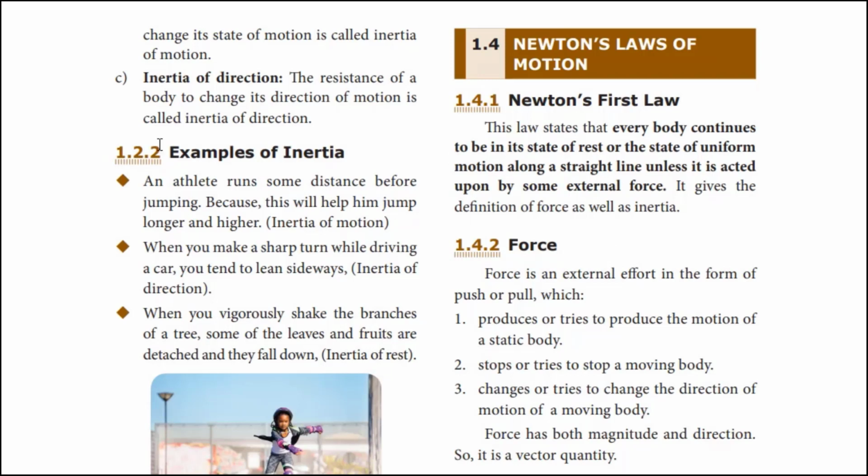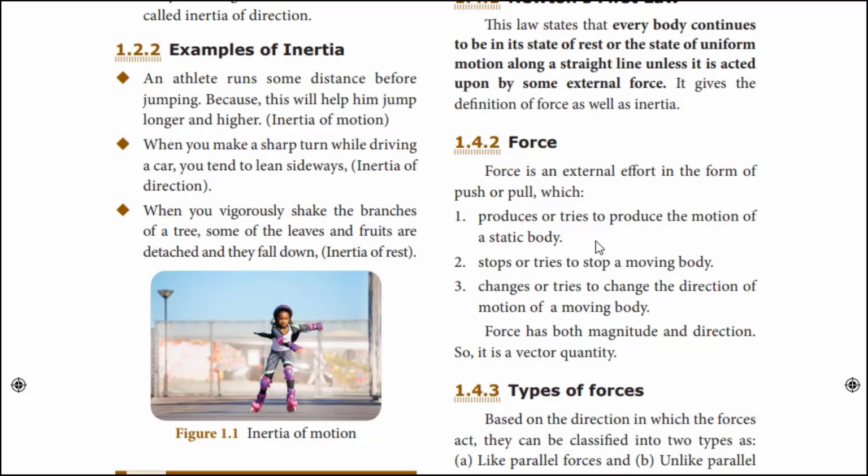Okay. Then what is force? Force is doing something on the body. Force is something which may produce some changes in the body. It may produce or try to produce the motion of a static body. If a body is in the stationary state, then if you apply a force, the body tends to move. Or the force may change the direction of the moving body. If the body moves in a straight line, then if you apply a force, it may deviate from the straight line motion. Okay. Then these three changes may occur due to the impact of the force.